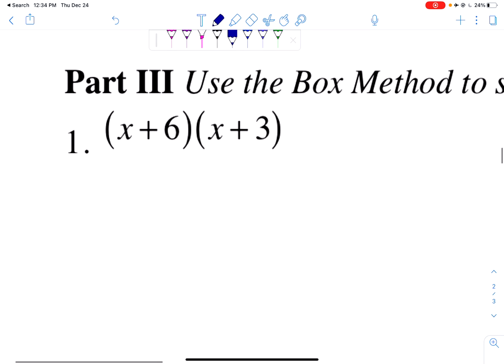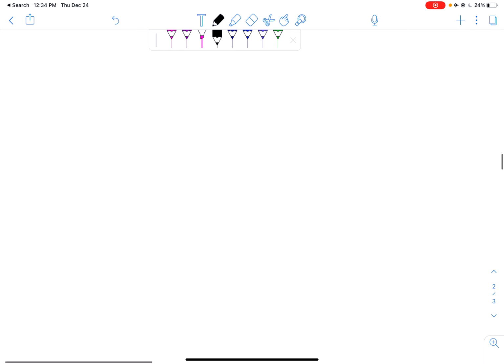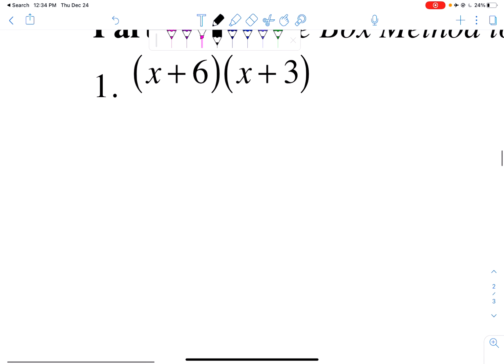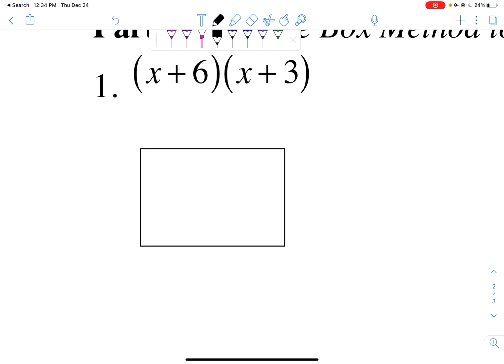So in our first example, we have some nice positive numbers. We only have 1x, a 6 and a 3. So the first thing we do is we draw our box with 4 squares. And now I'm going to label. I'm going to put my x plus 6 up top. Note, I'm putting my plus with my plus 6. And then I'm going to have my x plus 3.